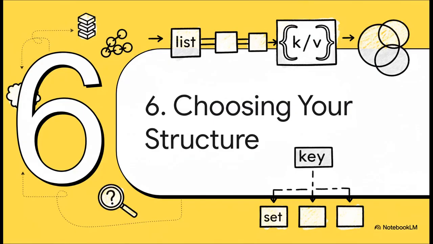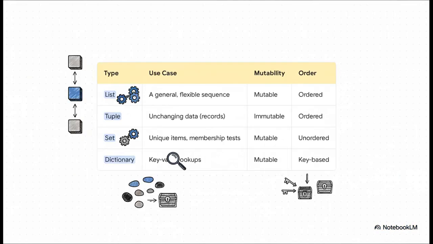So we've seen all the tools in the box, and we've talked about how to use them like a pro. Let's bring it all together now into a simple guide so you can make the right choice every single time. This slide right here is your ultimate cheat sheet. If you need a general-purpose, flexible, ordered sequence that you can change anytime, use a list. If you're storing a record that should never ever change, use a tuple. For tracking unique items or doing lightning-fast membership tests, a set is absolutely your best friend. And for those instant key-value lookups, nothing on earth beats a dictionary.